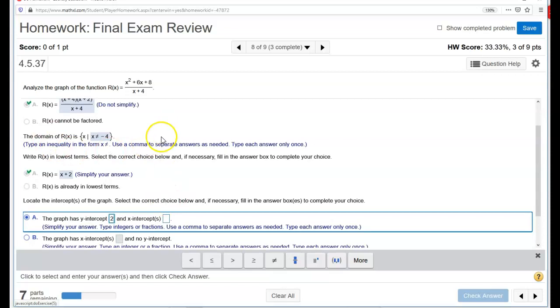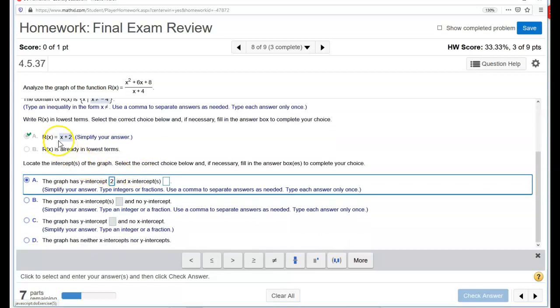I can do that just simply by putting in a 0 for x. And to solve for the x-intercept, I'm going to put in a 0 for y. Now notice that we've been able to reduce this function down to this right here. So I can just set this x plus 2 equal to 0, and then I can subtract 2 from both sides, so my x-intercept will be equal to -2.